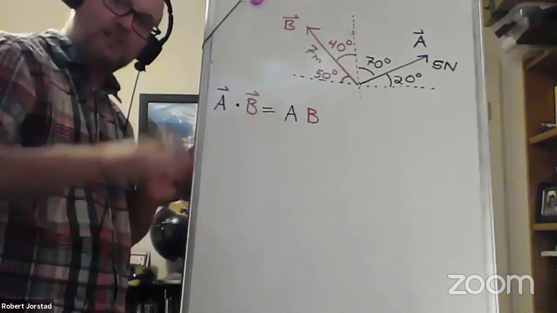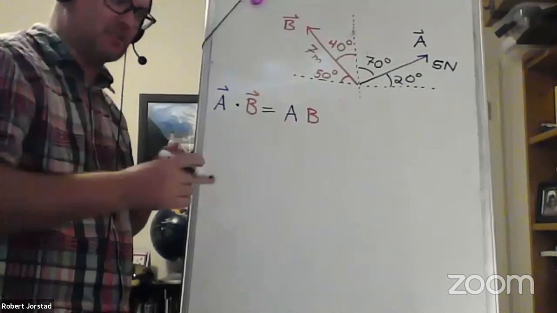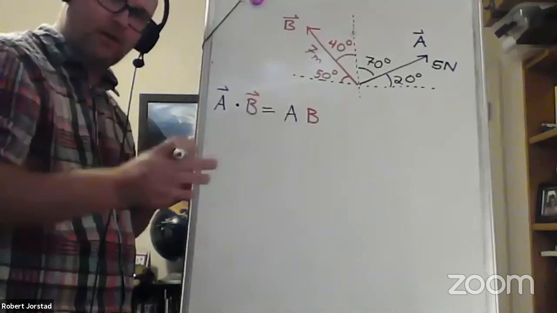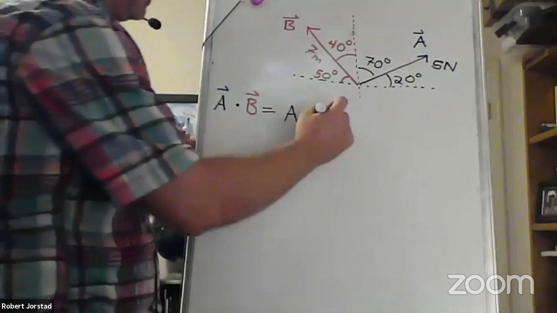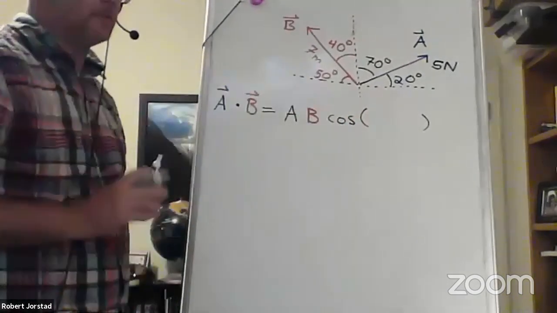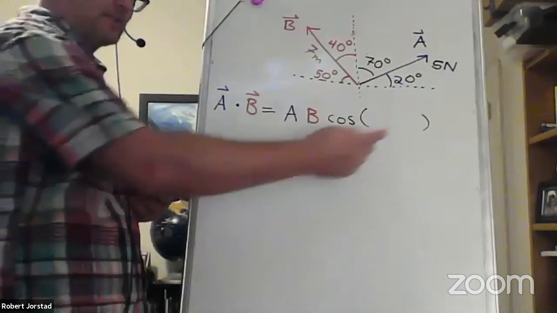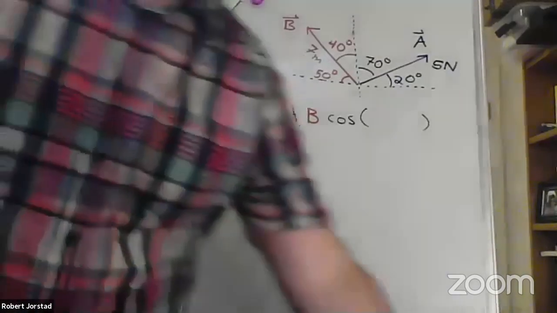Part of this chapter is whipping you into shape, so you always pay very close attention to whether there's an arrow, a hat symbol, or no arrow or no hat symbol. More on the hat symbol soon. Now, I need an angle here. Is it 20, 50, 40, or 70? What angle should I shove in there? And again, I'll hold this up.